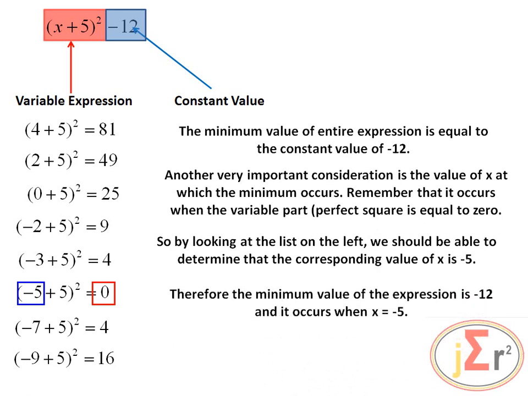Therefore, the minimum value of the expression is negative 12, which is the constant value, and it occurs when x is equal to negative 5, and that is when the perfect square part, which is the variable part, is equal to 0.